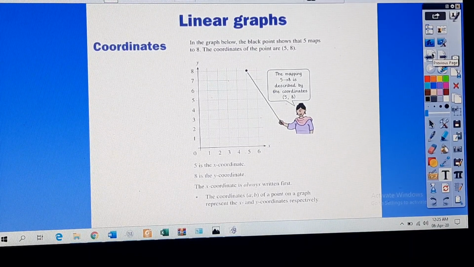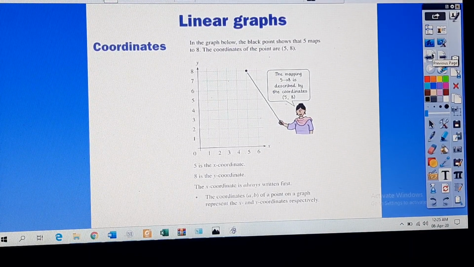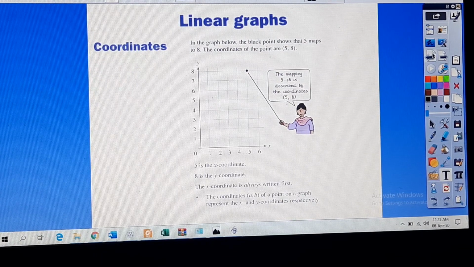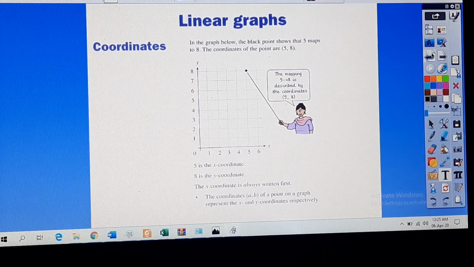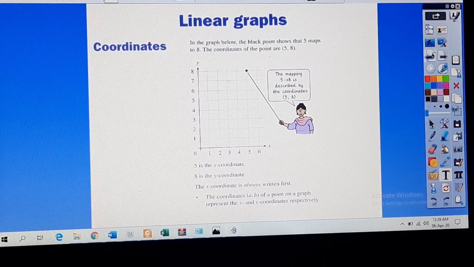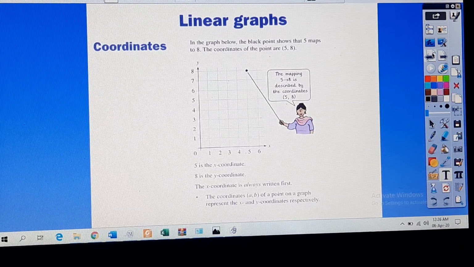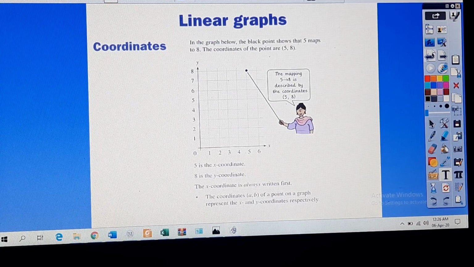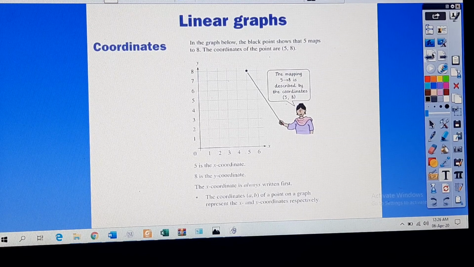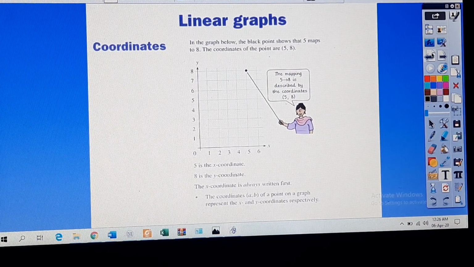Hello everyone, today we'll continue with linear graphs, or how to graph a function in a coordinate system. First of all, let's remind ourselves what a coordinate system is. In the last chapters we have talked about it. The coordinate system is the intersection of two number lines at point zero, forming a 90 degree angle, being perpendicular to each other.